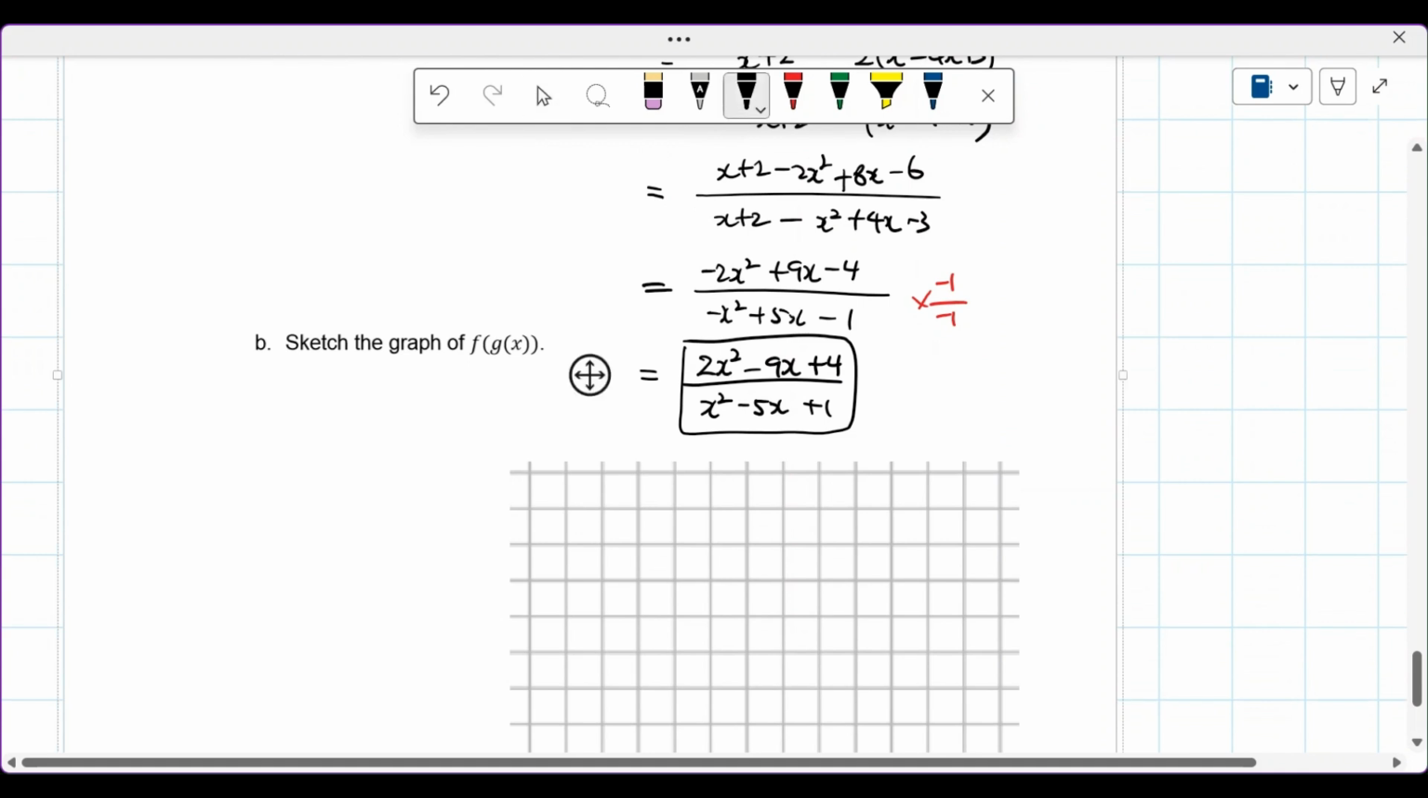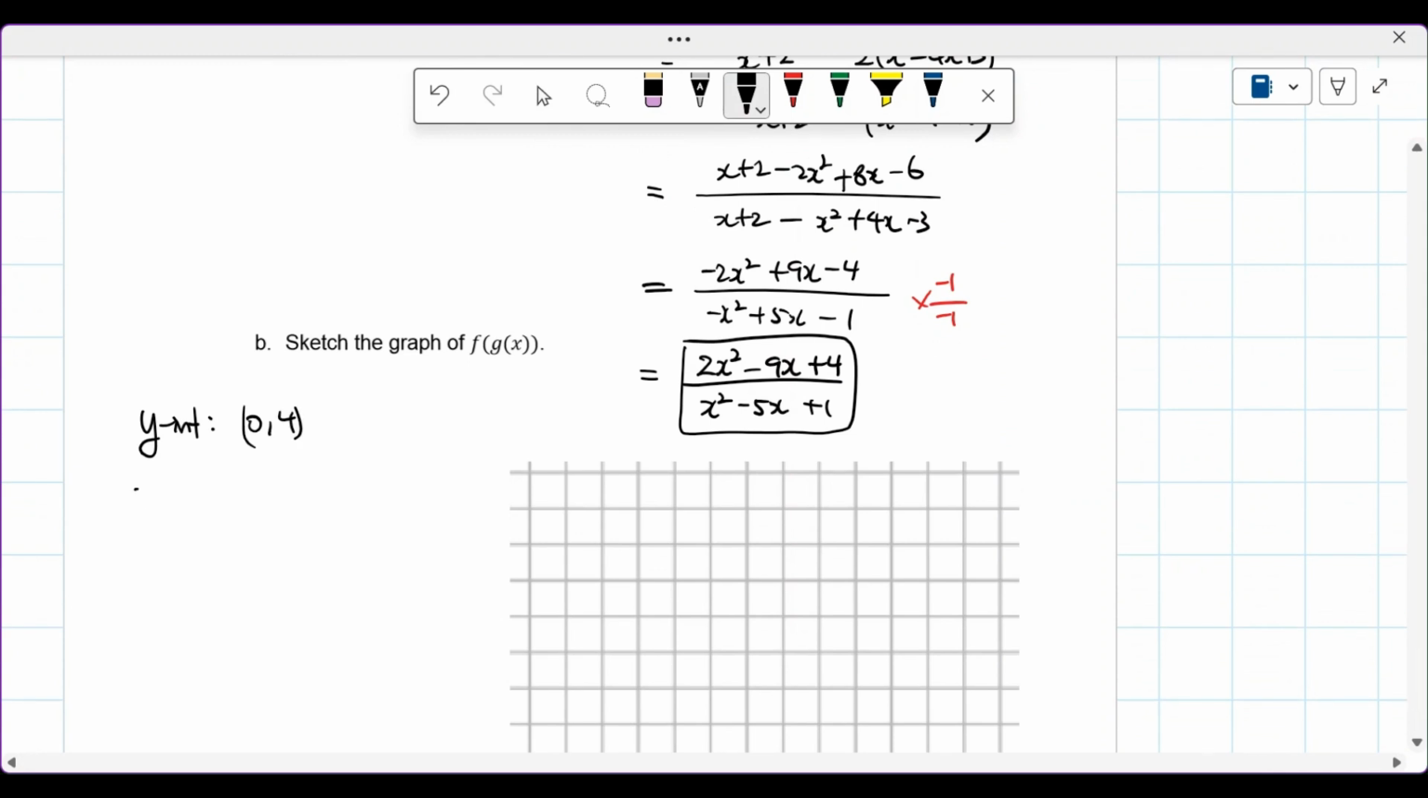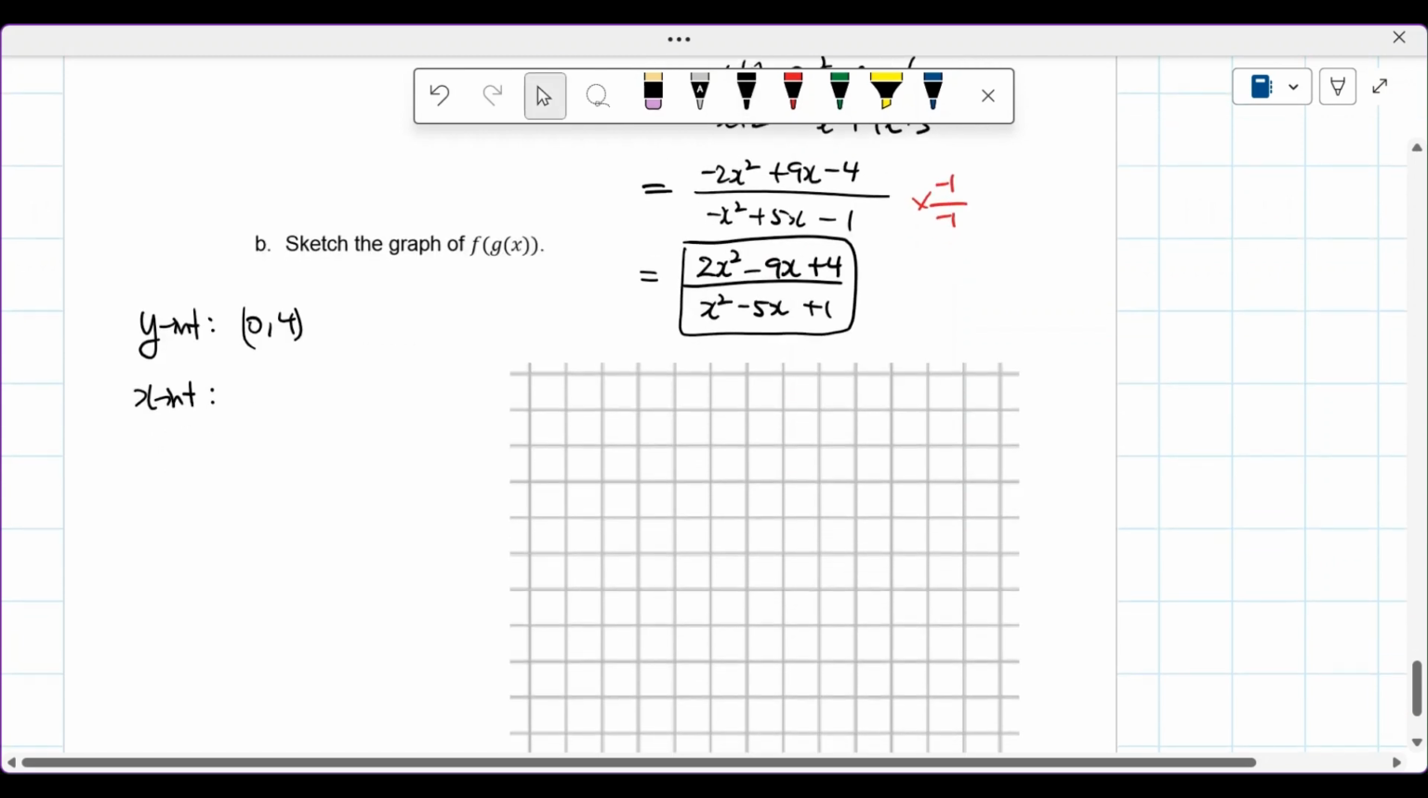First thing is to find the y-intercept, which is easy. You plug in x equals 0, so I get 0, 4 as my y-intercept. Now let's find the x-intercept. How to find the x-intercept? We need to solve the numerator equation, 2x squared minus 9x plus 4. So let's use quadratic formula.